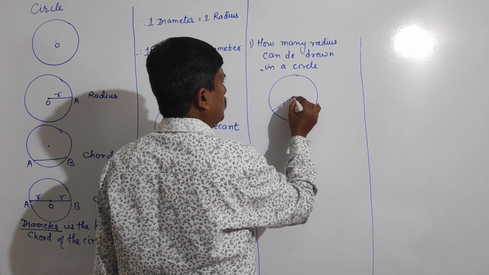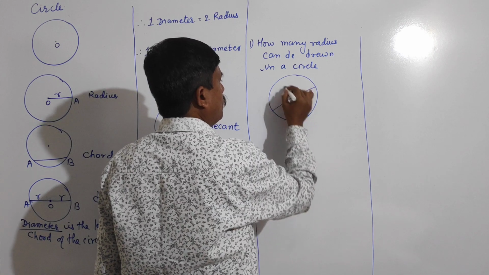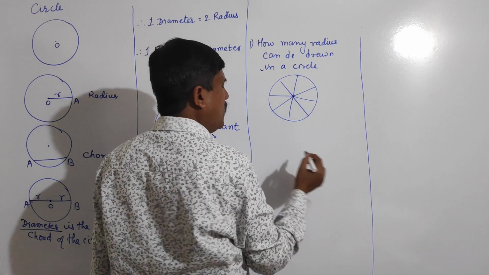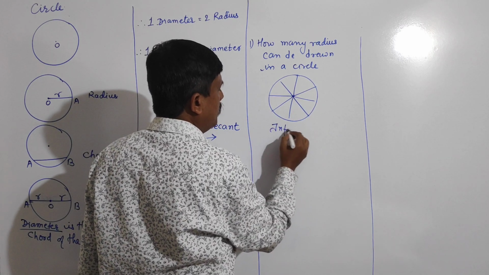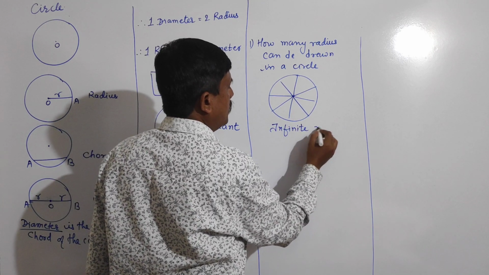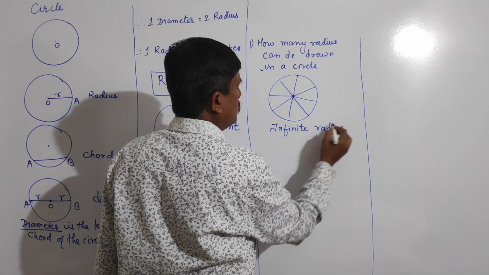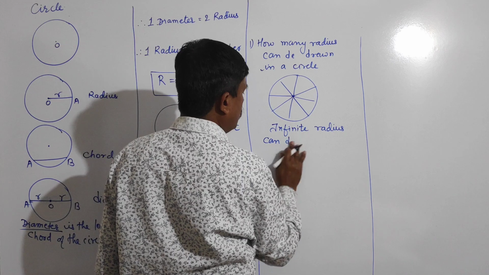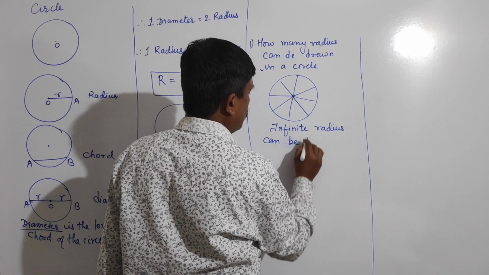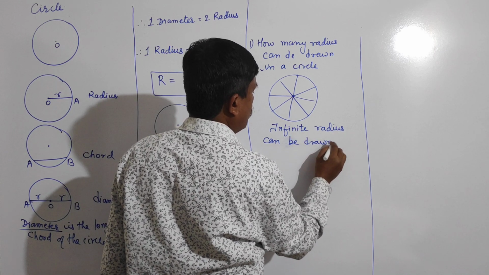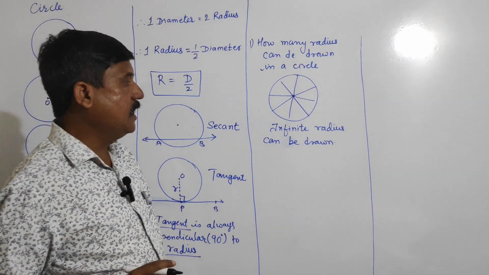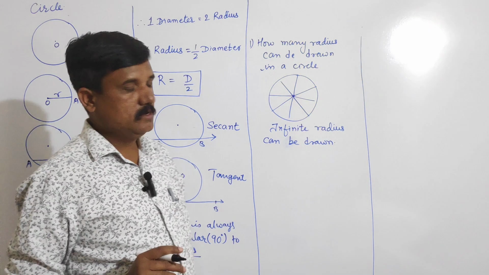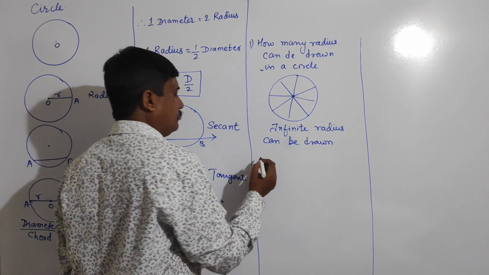From this center: 1, 2, 3, 4, 5, 6, 7, 8. So we can draw infinite. How many? Infinite radius can be drawn in a circle. Okay, next.